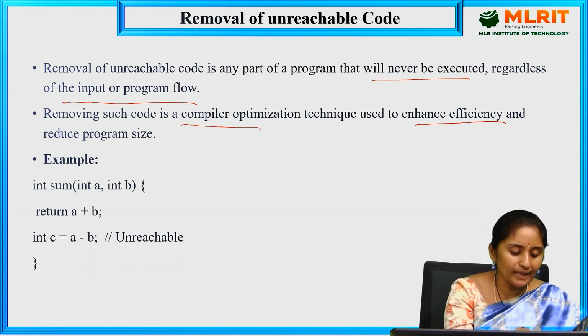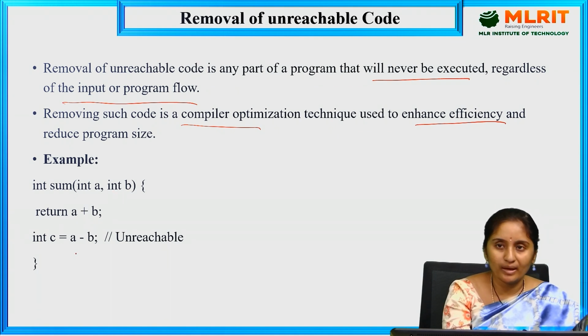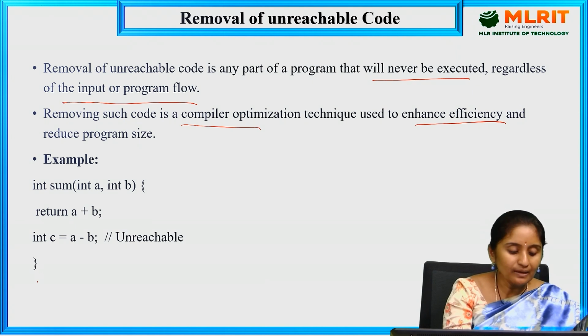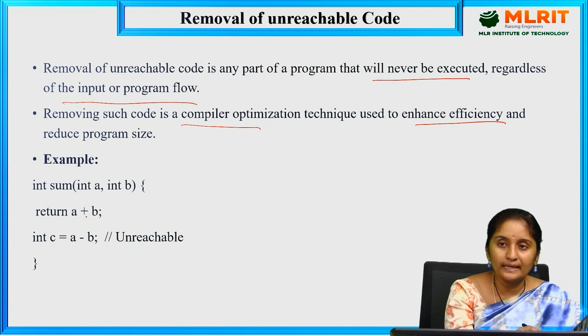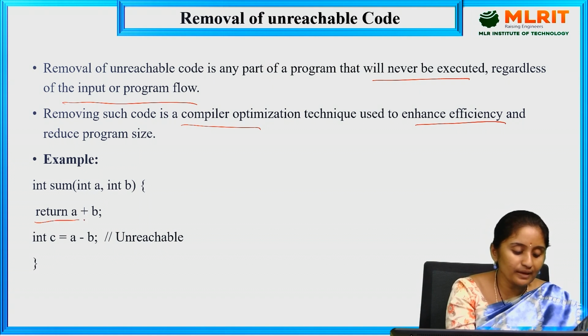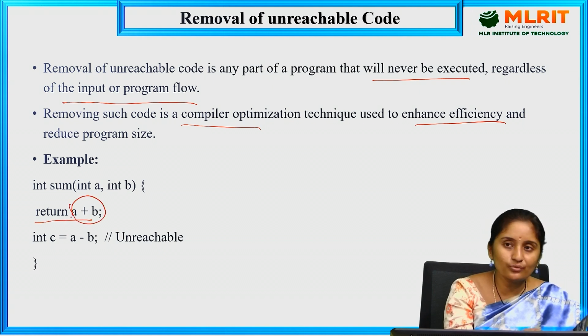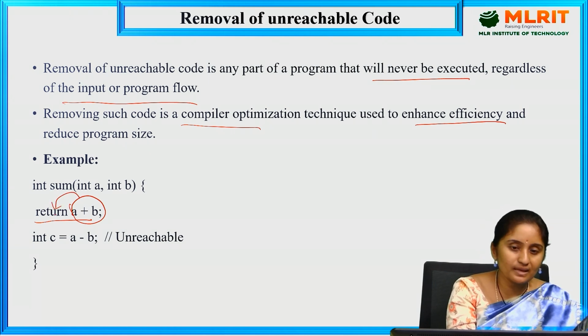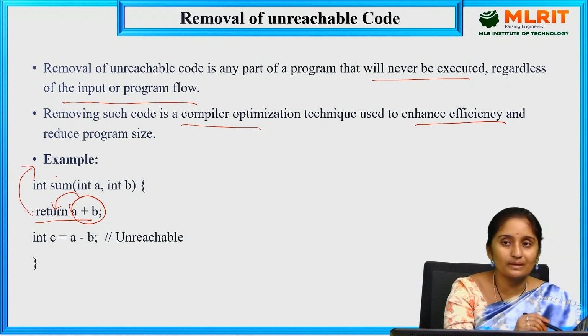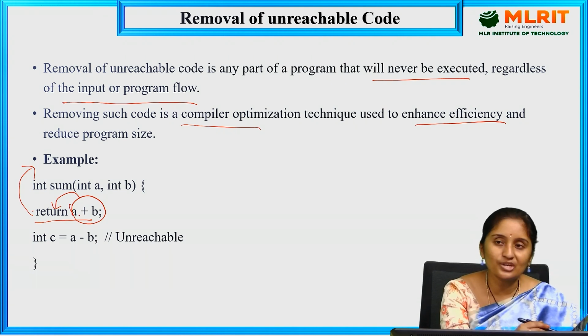int sum(int a, int b) { return a + b; int c = a - b; }. See here, a and b are of integer data types, and I have applied return a plus b. I am adding these two values and applying it to the return statement. What return does is it returns the output to the main function where this int sum function is called.